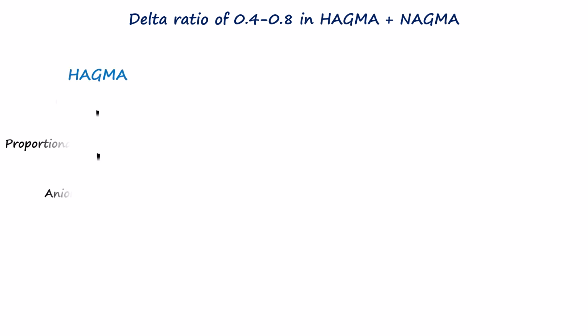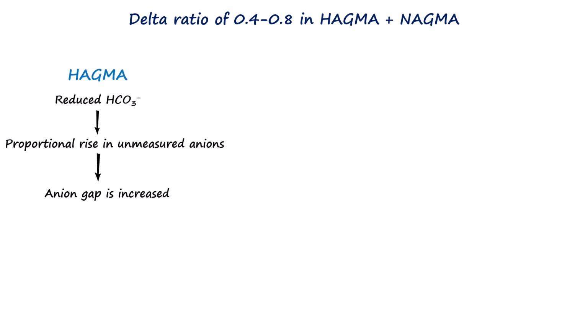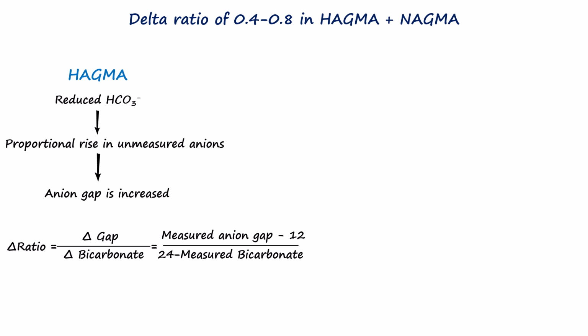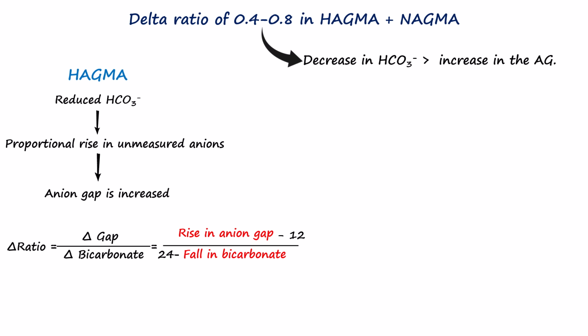Next, we have a delta ratio between 0.4 and 0.8, which points towards a mixed disorder involving HECMA and NECMA. Let's revisit the pathophysiology of HECMA again. In HECMA, the decrease in bicarbonate is compensated by a proportionate increase in unmeasured anions, resulting in the increased anion gap. So we would expect the delta ratio to be 1 or very close to 1.